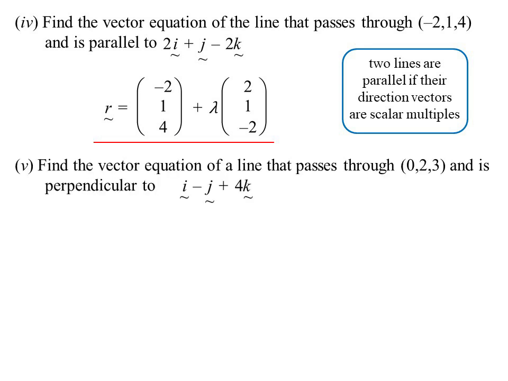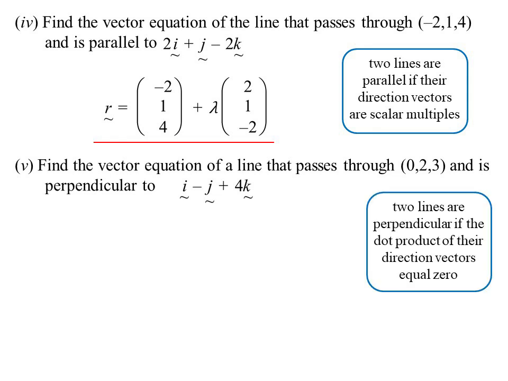What about if it's perpendicular? Well, two lines are perpendicular if the dot product of the direction vectors is equal to 0. So we no longer can say they multiply together to give negative 1, because it's not slope anymore, it's not two dimensions. We're playing with vectors, and our condition for perpendicular in vectors was they multiply together to give 0.